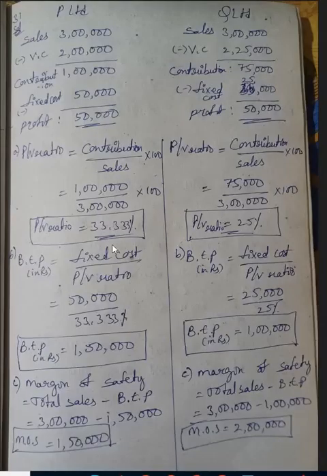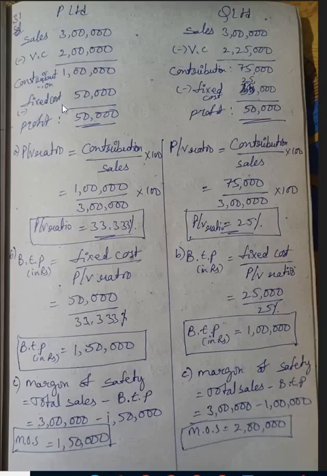This is the solution for the 31st question. For P Limited and Q Limited, we are finding the profit. Sales it has given as 3 lakh, and variable cost for P Limited is 2 lakh, for Q Limited it is 2,25,000. If you subtract variable cost from sales, you get contribution of 1 lakh in P Limited. For Q Limited you get 75,000.